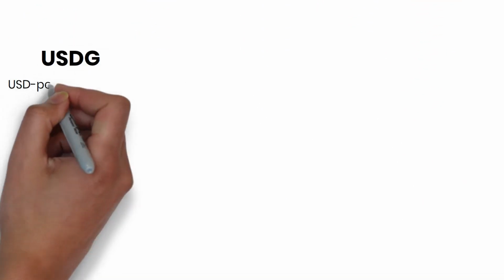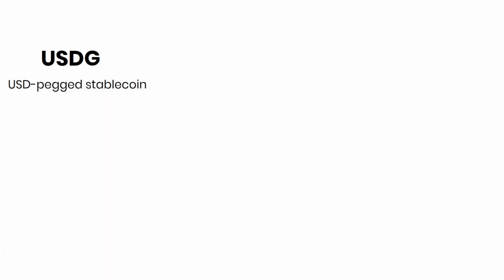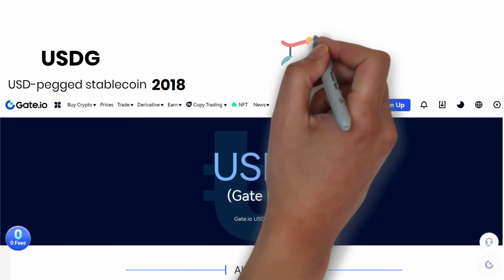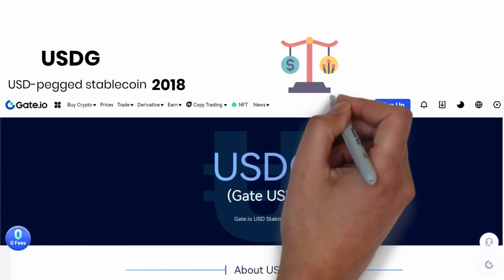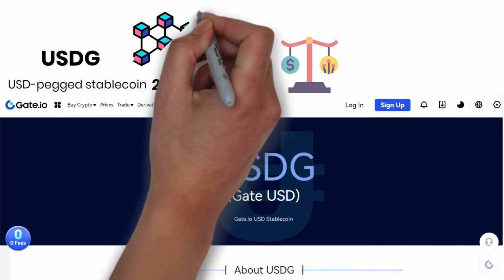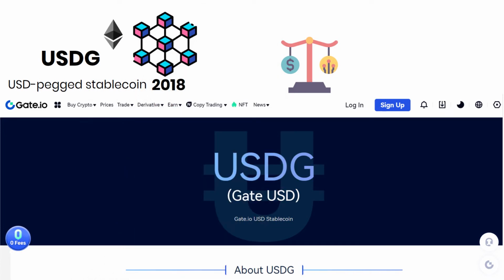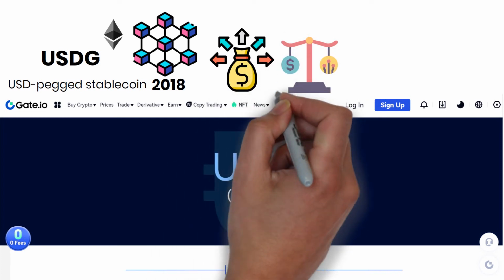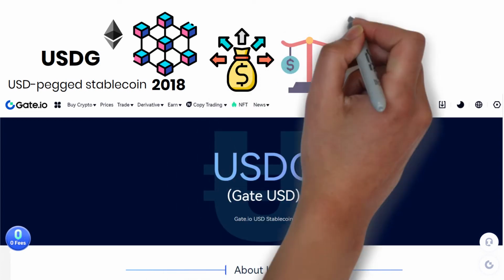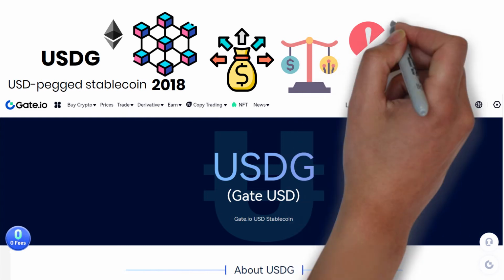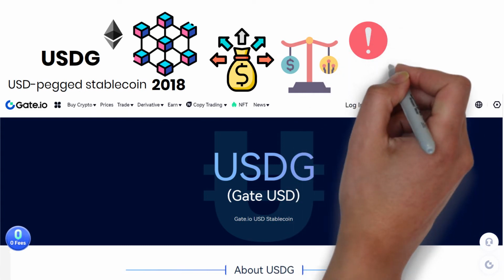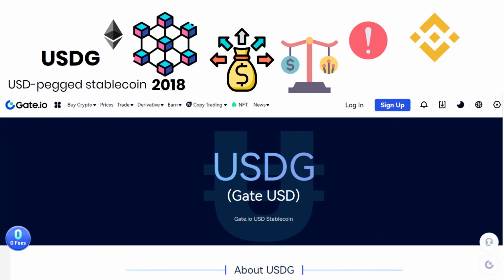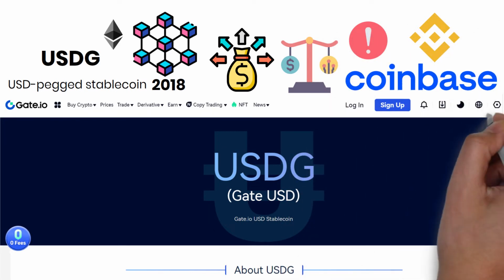USDG is a US dollar-pegged stablecoin. It was launched by Gate.io in 2018 to serve as a stablecoin in the Gate.io ecosystem. USDG is stored on the Ethereum blockchain and Gate chain. The main purpose of the USDG is to provide liquidity to the Gate.io exchange. However, it is not limited to the Gate.io exchange. Instead, users can purchase USDG on popular crypto exchanges like Binance and Coinbase.